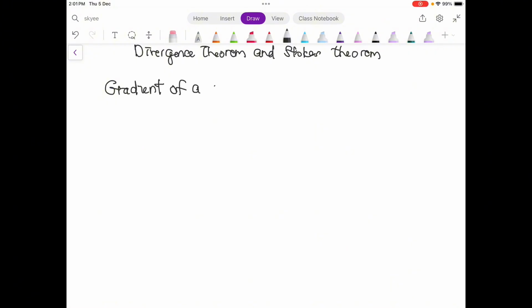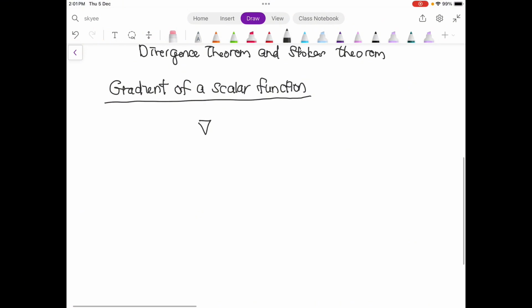Gradient of a scalar function. Usually for the gradient of a scalar function, we represent it with this symbol, which we call del, del multiplied with the function. I think everybody knows what a scalar function is, right? A scalar function is a function that only has magnitude. It doesn't have directions. Direction means the i, j, k directions. So a scalar function doesn't have any direction.